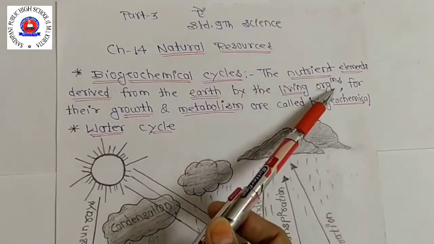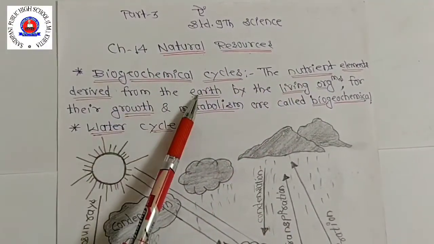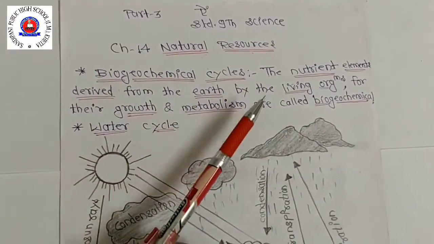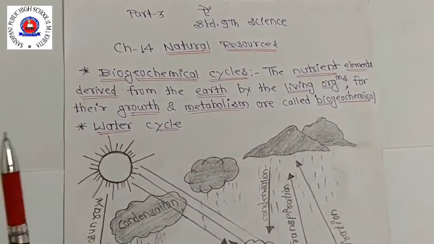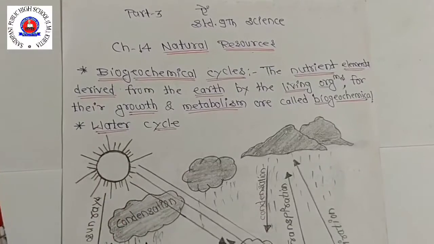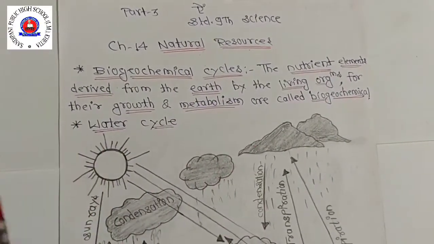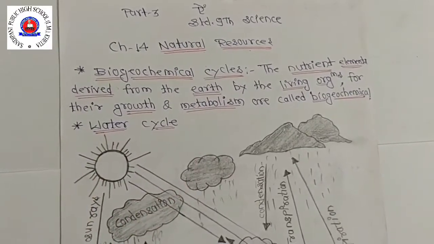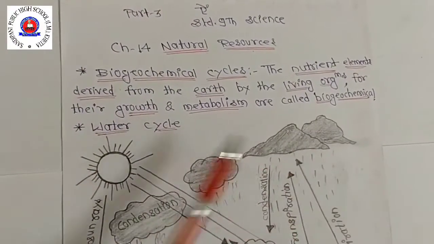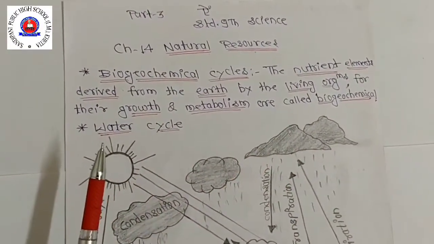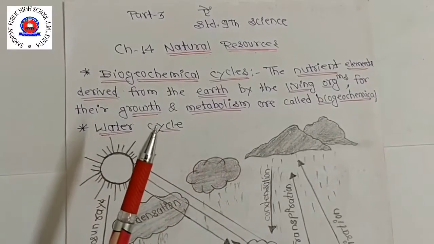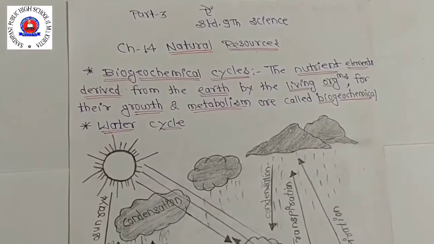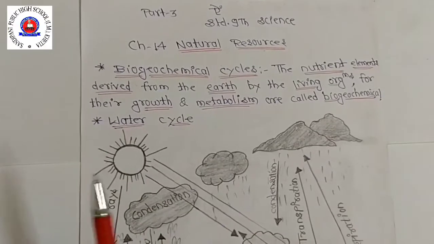The nutrient elements derived from the earth by living organisms for their growth and metabolism are called biogeochemicals. These biogeochemicals are continuously recycled. The movement of nutrient elements through the living and non-living components of the biosphere is called the biogeochemical cycle of matter. Biogeochemical cycles are also known as nutrient cycles.